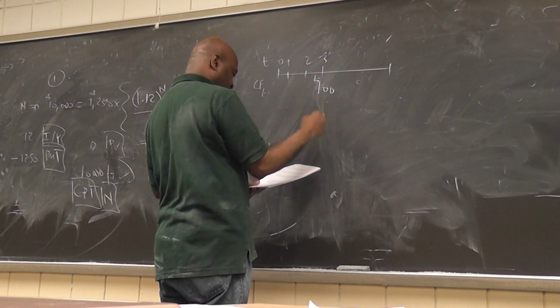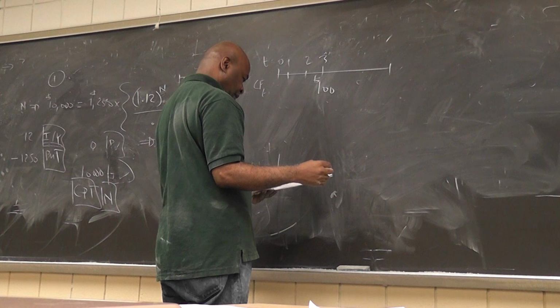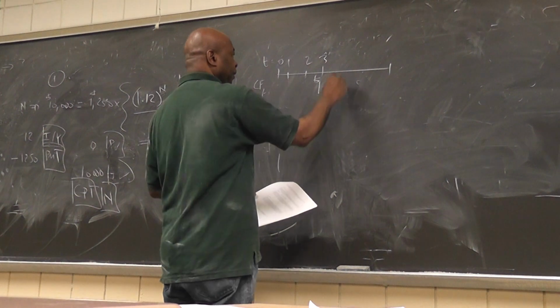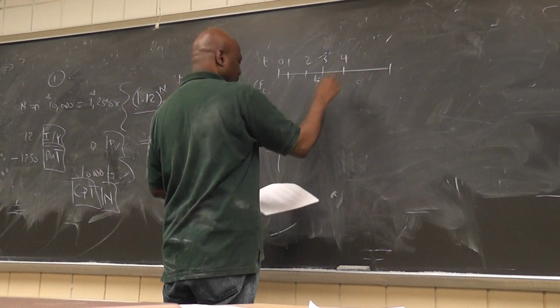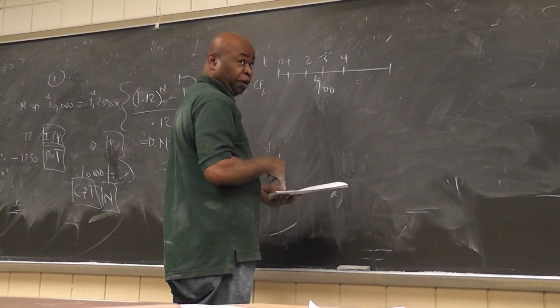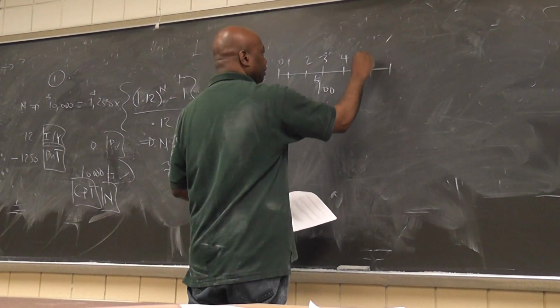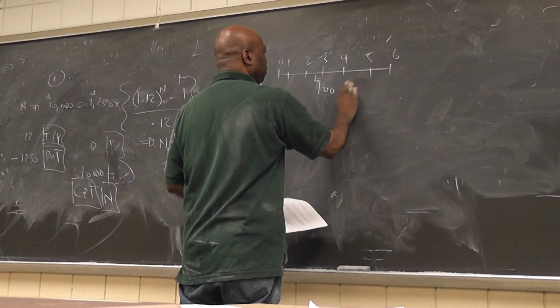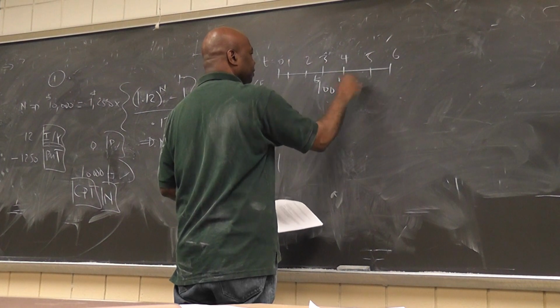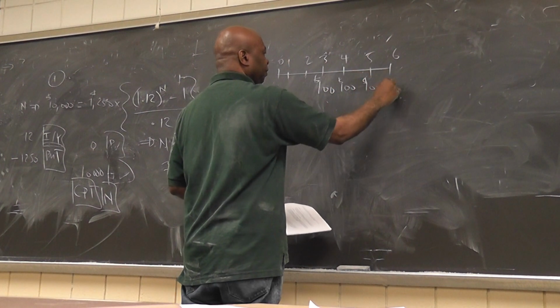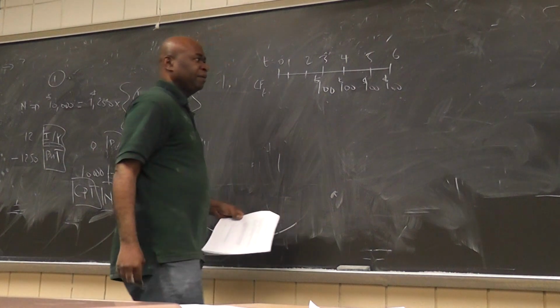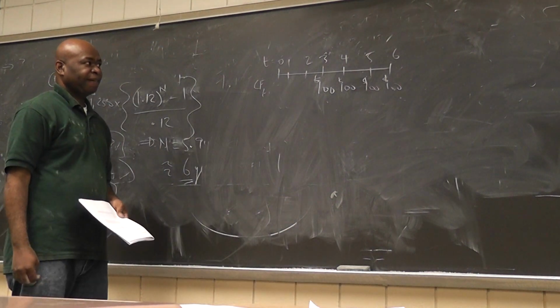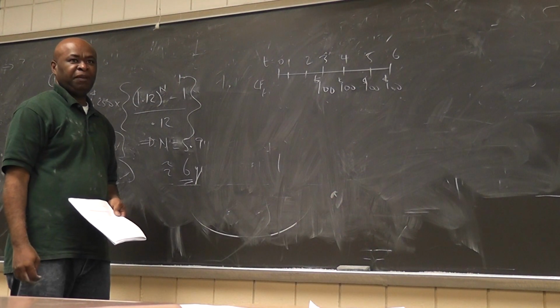But then it says it's going to be a 4-year annuity. Is that what it says? It's a 4-year annuity. So therefore, it would be 100 here, 100 here, and then 100 here. Right? So what is the PV?